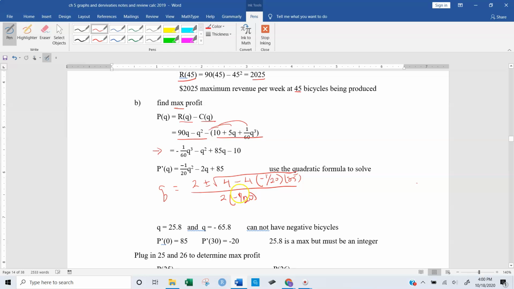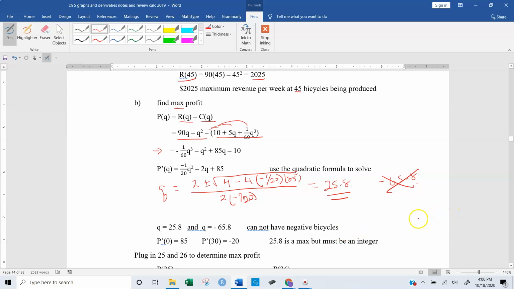Type that, that's a negative 1 over 20. Type that into your calculator, and you're going to get 25.8, and then the negative is going to be 65.8. We cannot have a negative number of bicycles, so that's impossible. So now we got 25.8 to consider. So when do I make my most money? And I can't make 25.8 bikes, right?